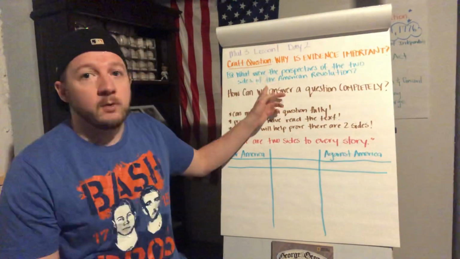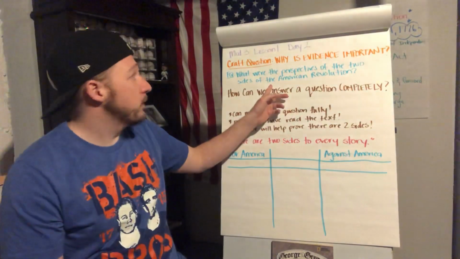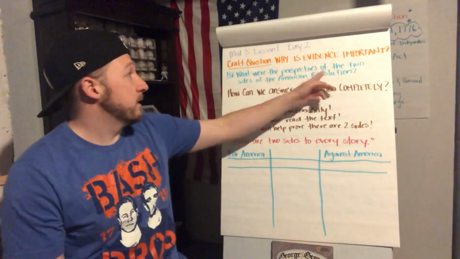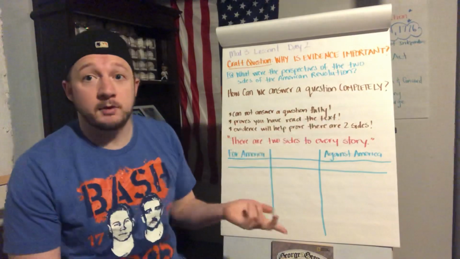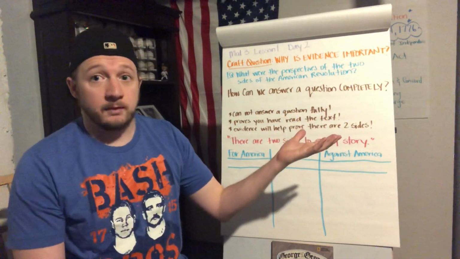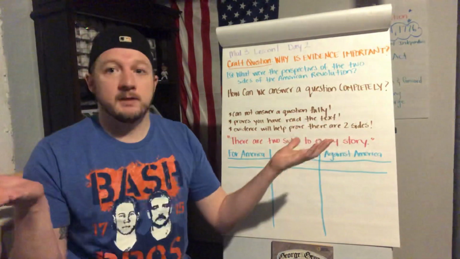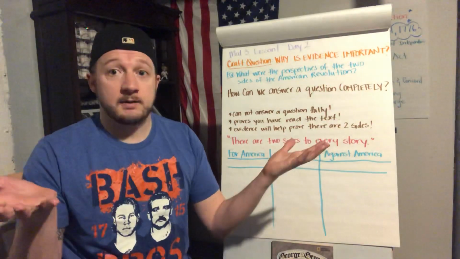So our craft question also supports our focus question, which is, what were the perspectives of the two sides of the American Revolution? Because one side is going to say one thing, and they're going to have their evidence, and then the other side is going to say their opinion and have their evidence as well.